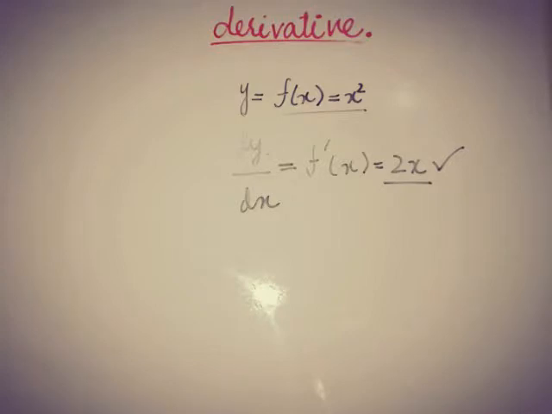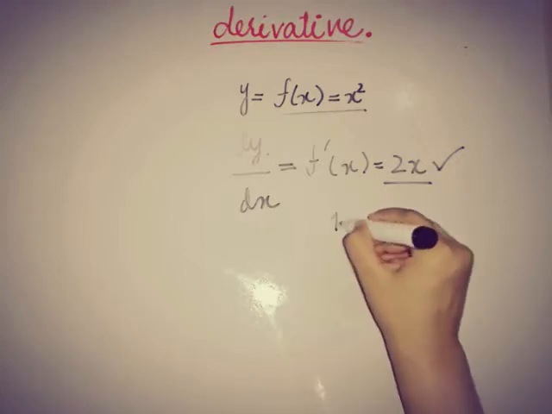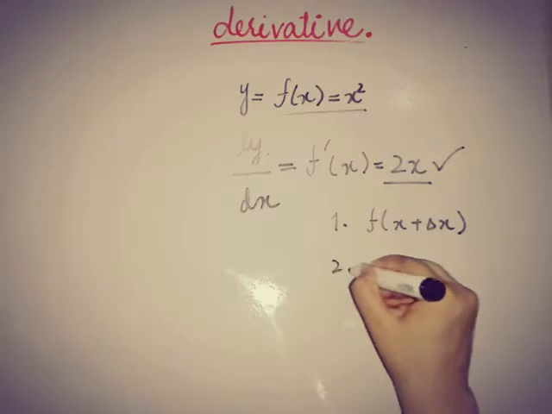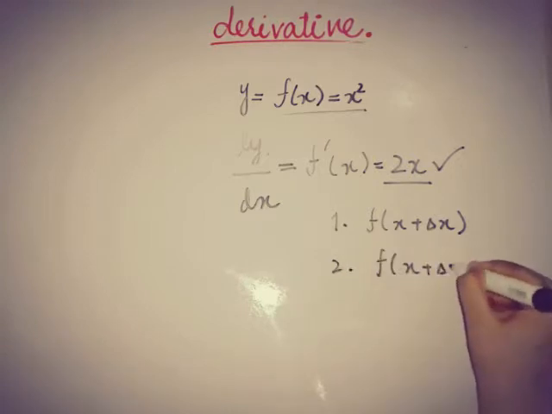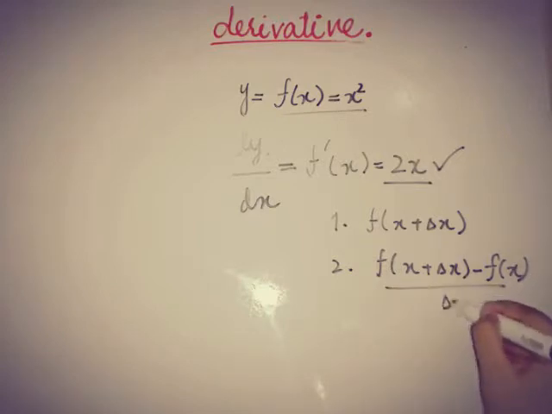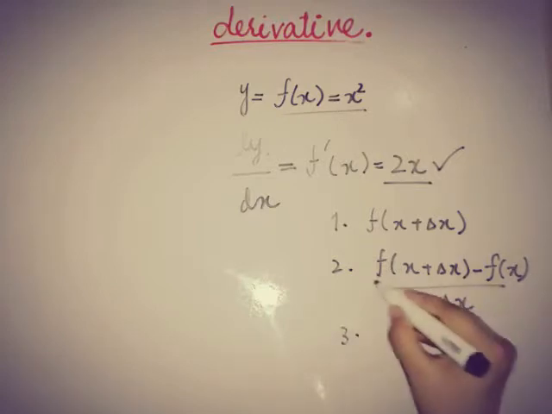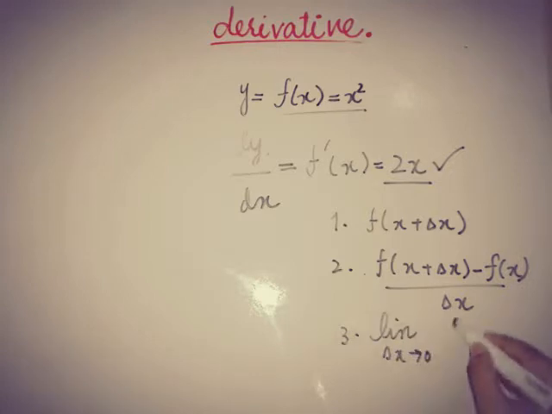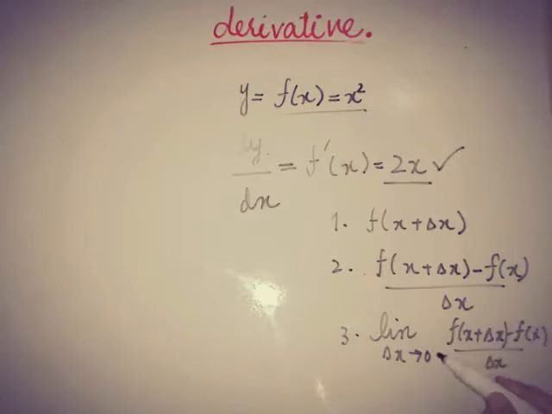So these are pretty simple steps. First is adding the change, second is subtracting the function and dividing by the change, and third, after simplifying, we just have to apply the limit in order to get our final answer, the derivative of the function. So this is our first example.